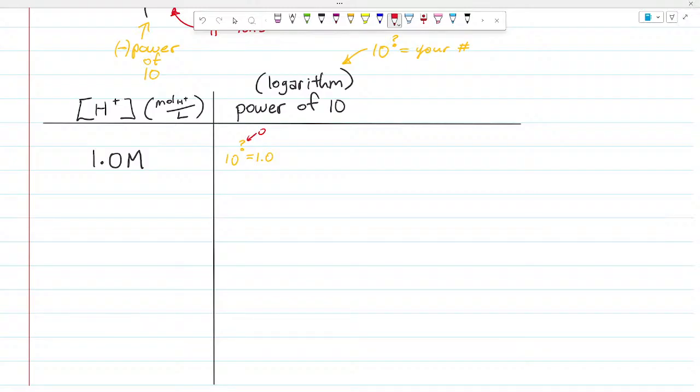Well, 10 to the exponent 3 means multiply by 10 3 times, which would be 10 times 10 times 10, which is 1,000. 10 to the exponent 2 would mean multiply by 10 twice. Multiply by 10, 10. Multiply by 10 again, 100. 10 to the exponent 1 would mean multiply by 10. Multiply by 10, you get 10.